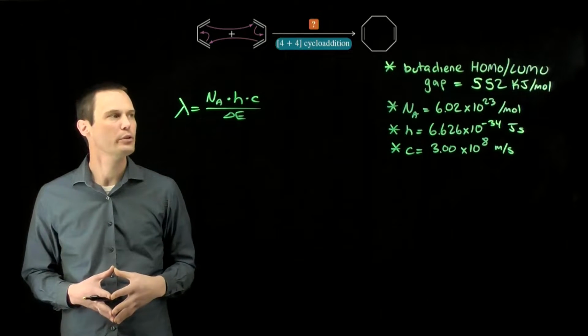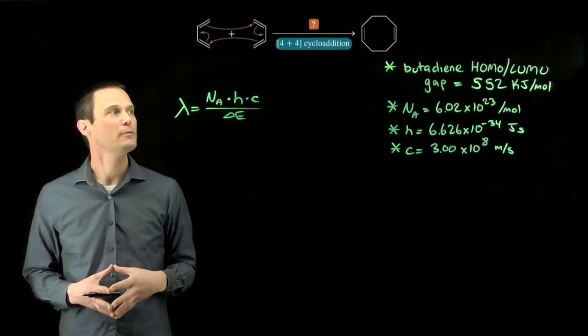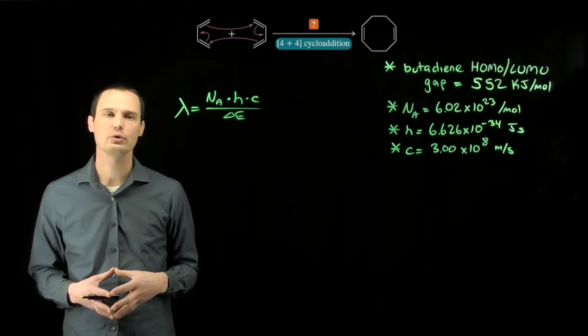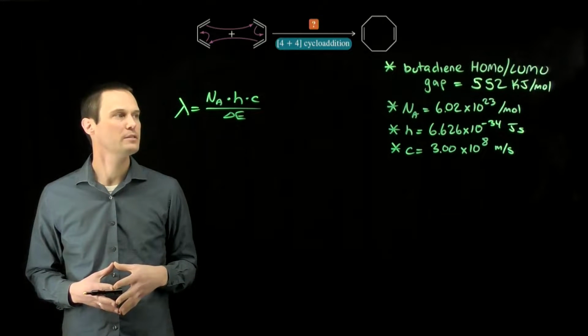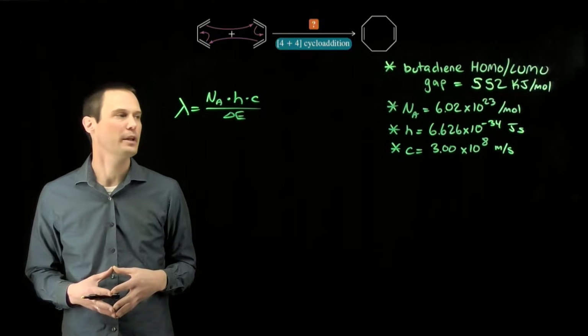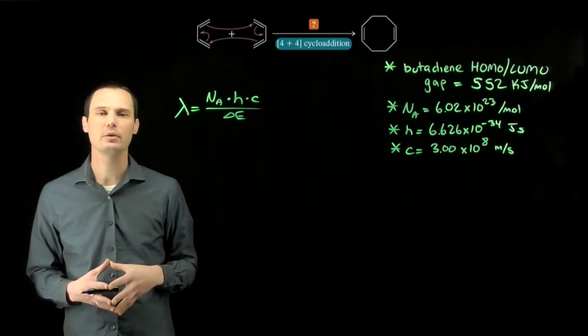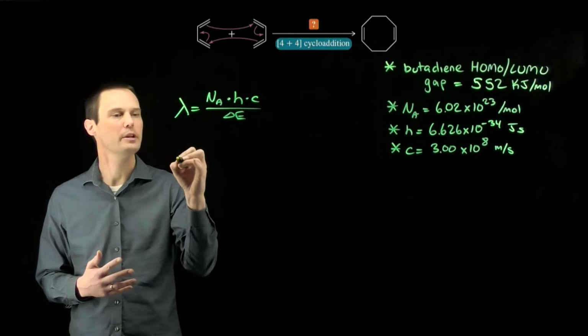So a couple of things we need to know in order to use this equation. The HOMO-LUMO gap for butadiene is 552 kilojoules per mole. And our three constants are Avogadro's number, Planck's constant, and the speed of light. We can plug these values into this equation in order to calculate the wavelength of light that we need.